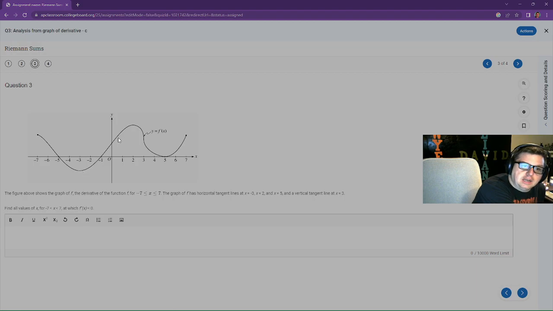Then we are going to increase till we get to here. And then we're going to start decreasing again. There's going to be something that happens here where it's undefined, and then it continues to decrease and then turns around and increases. So that's how you want to start to look at number 3 for this question.